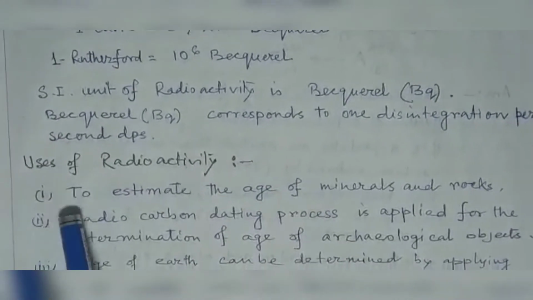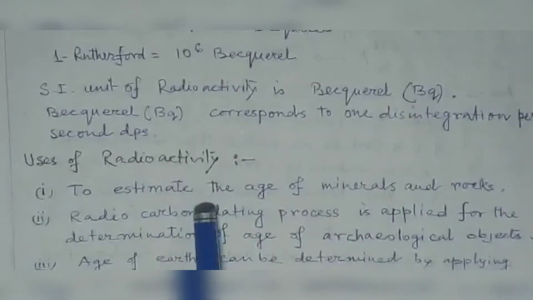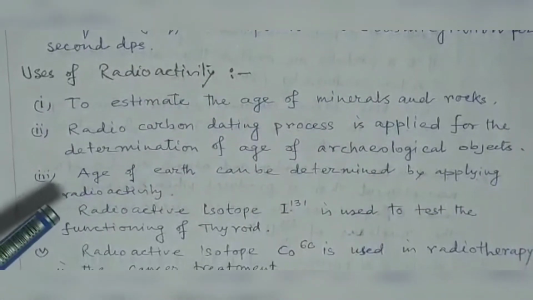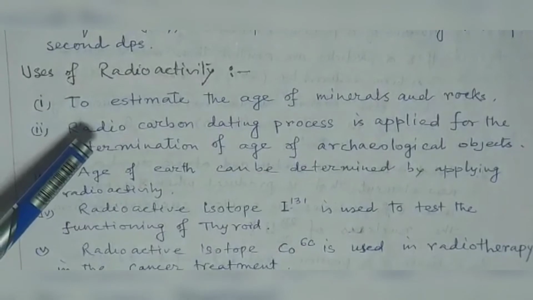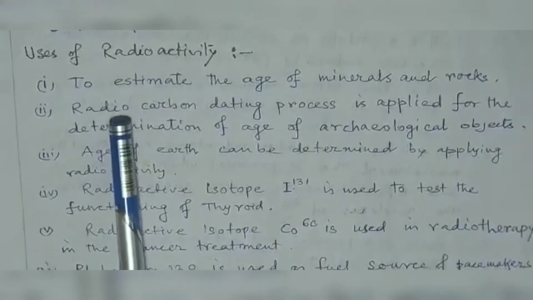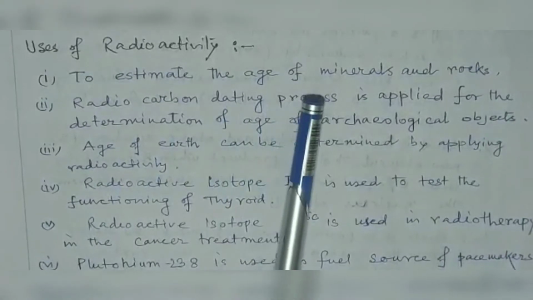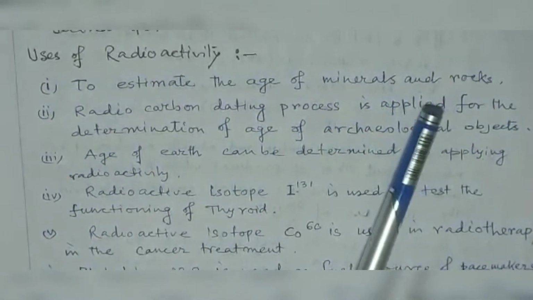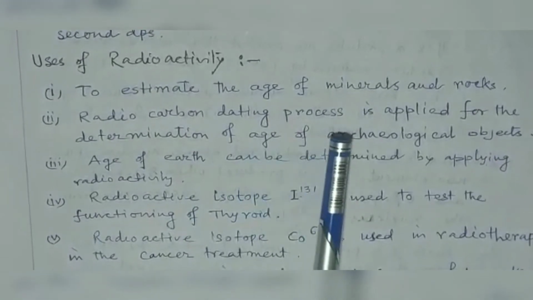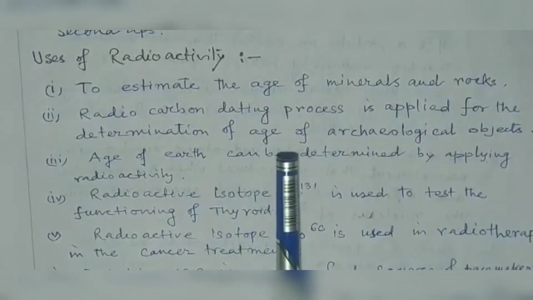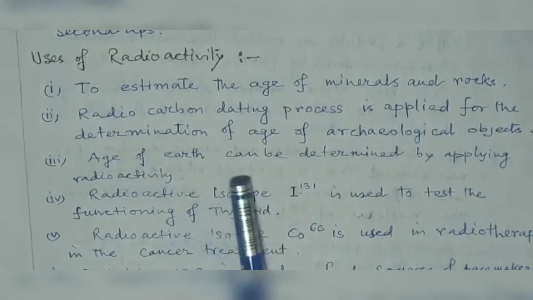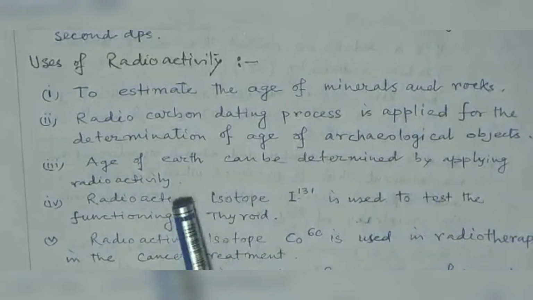And uses of radioactivity, there are so many uses. Now I give some uses. Number 1, to estimate the age of minerals and rocks, we use radioactivity. Number 2, the radiocarbon dating process is applied for the determination of age of archaeological objects. The age of Earth can be determined by applying radioactivity.